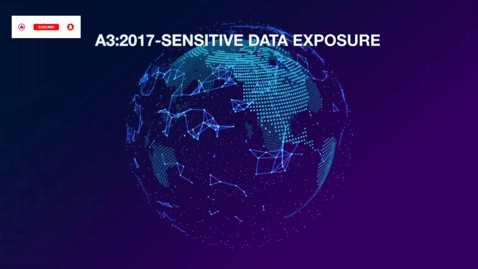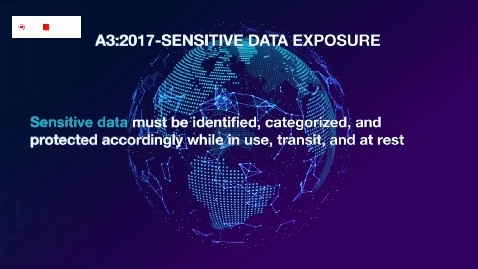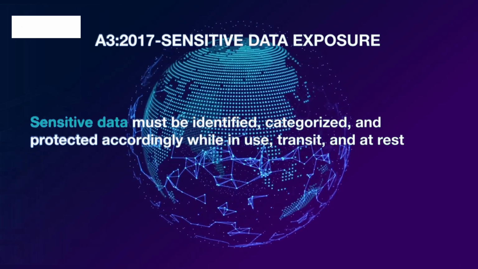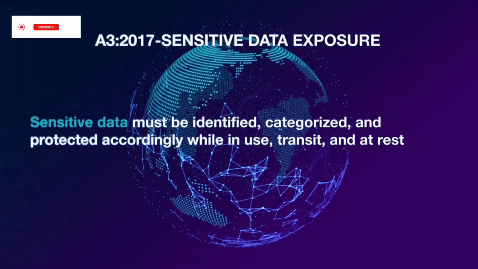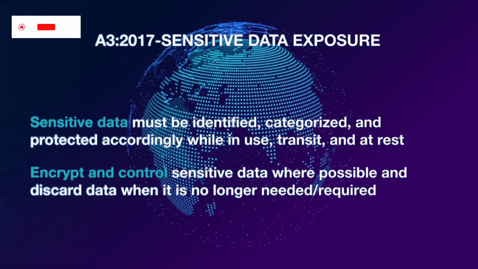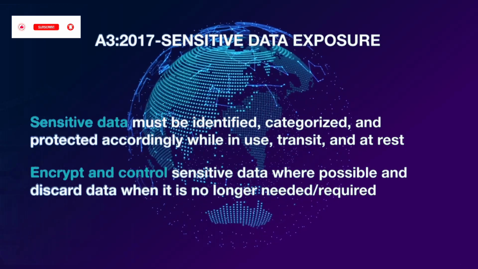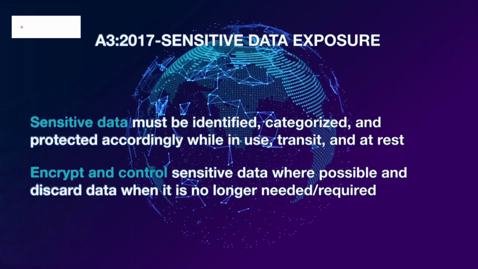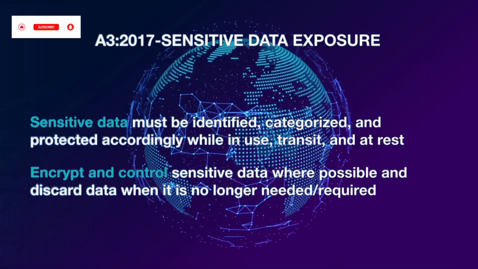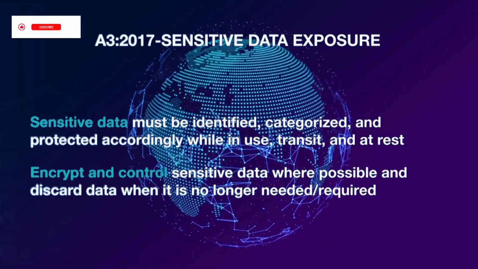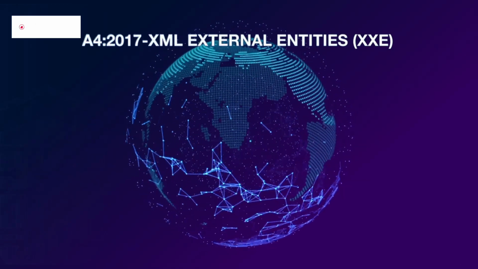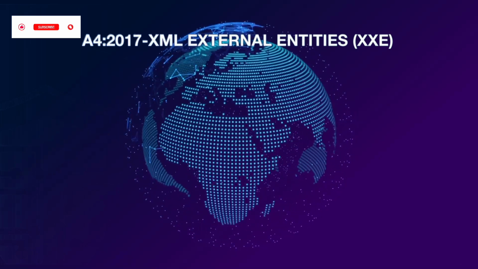That takes us to number 3, which is sensitive data exposure. So we talked a lot about this in domain 2, right? Where sensitive data needs to be identified, categorized, and protected according to when it is in use, in transit, or at rest. So we want to encrypt and control sensitive data where possible, and discard data when it is no longer needed or required. So again, go back to domain 2 if you need some help with this particular vulnerability or this particular risk.